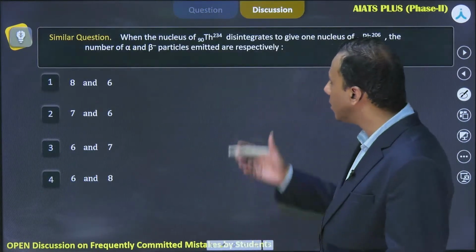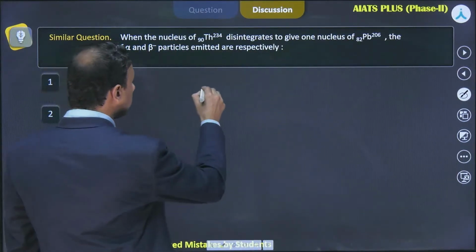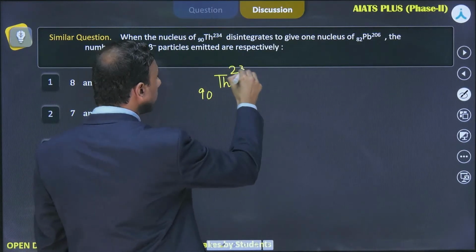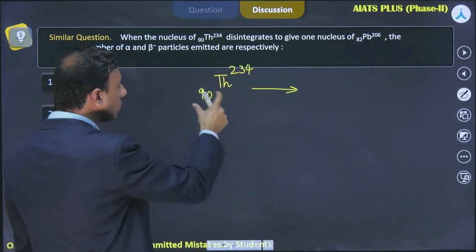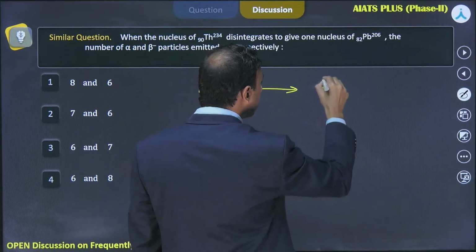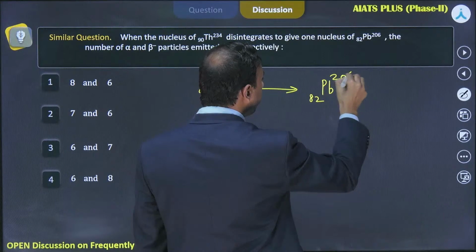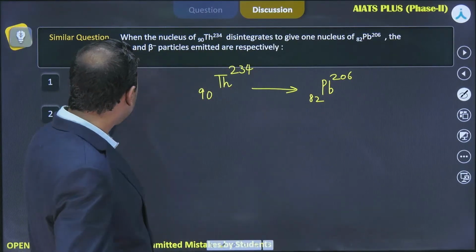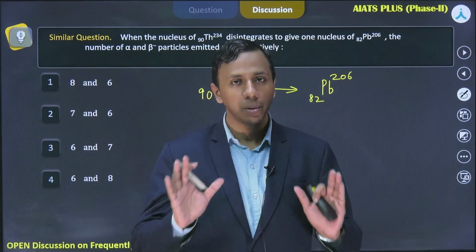All right, anyway, let's do a similar question. See this question, 90, this becomes, right, when the nucleus of this one disintegrates to give one nucleus of Pb. You don't need to memorize their names, etc., but it's a simple calculation you need to know. The number of alpha and beta minus particles, they are asking.